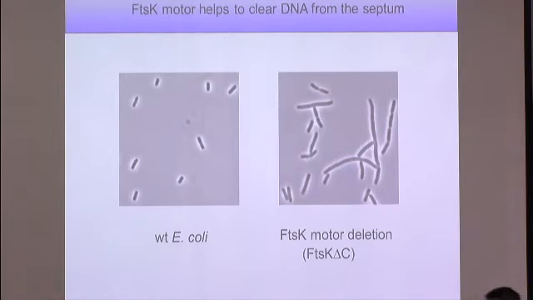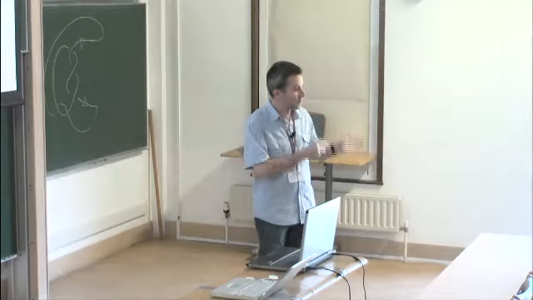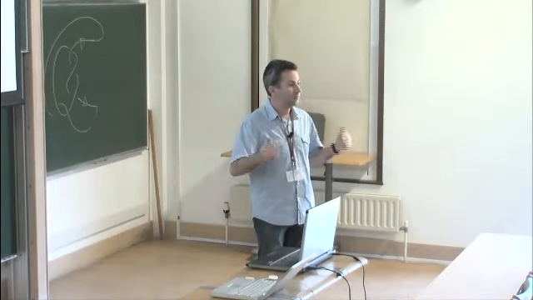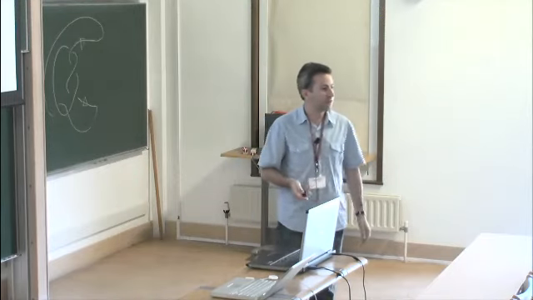These cells probably can't resolve chromosome dimers, and these links of sausages are delayed in cell division because they've probably got bits of chromosome trapped where they're trying to divide, suggesting that FtsK normally is sitting at the septum, pumping DNA away so that you can then divide your cell without trapping any DNA.